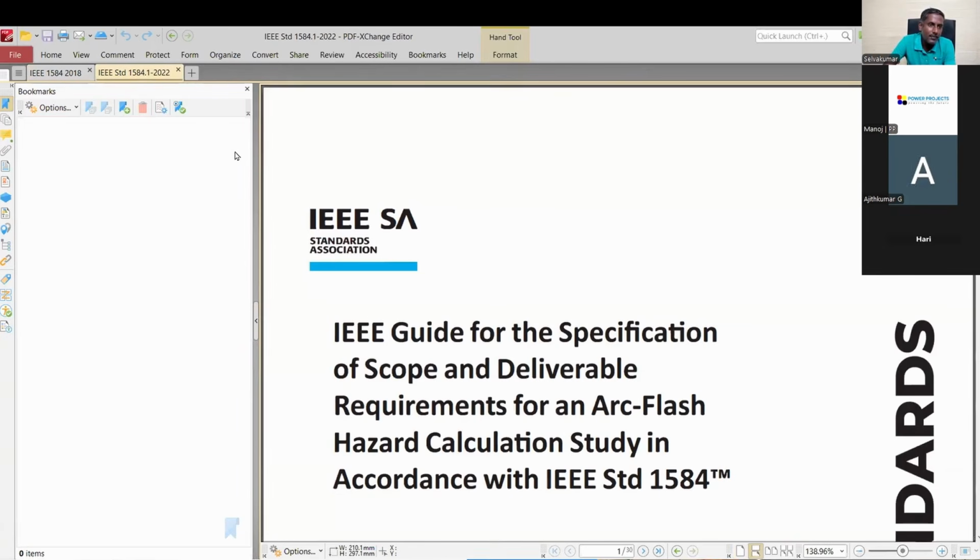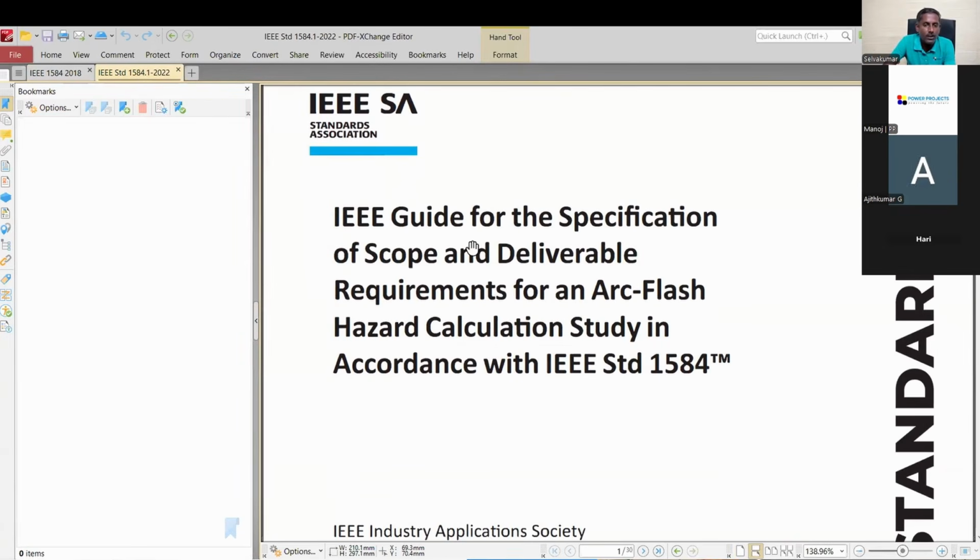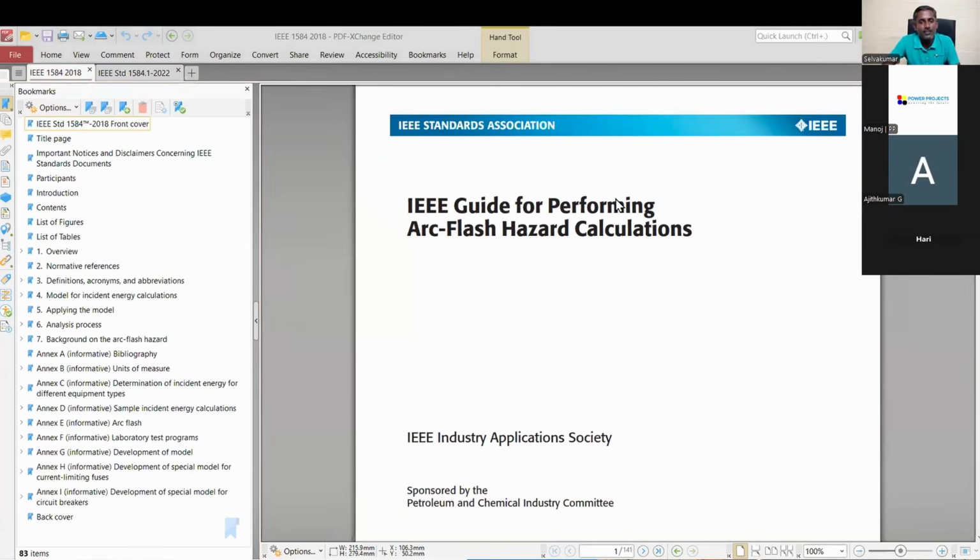Later came IEEE 1584.1, which gives a guide for specification of scope and deliverable requirements for an arc flash hazard study in accordance with IEEE 1584. So both the standards are important. We will go through both the standards, then go to the slides, then come for a simulation in SKM, then we will wind up our session. So let's start with IEEE 1584.